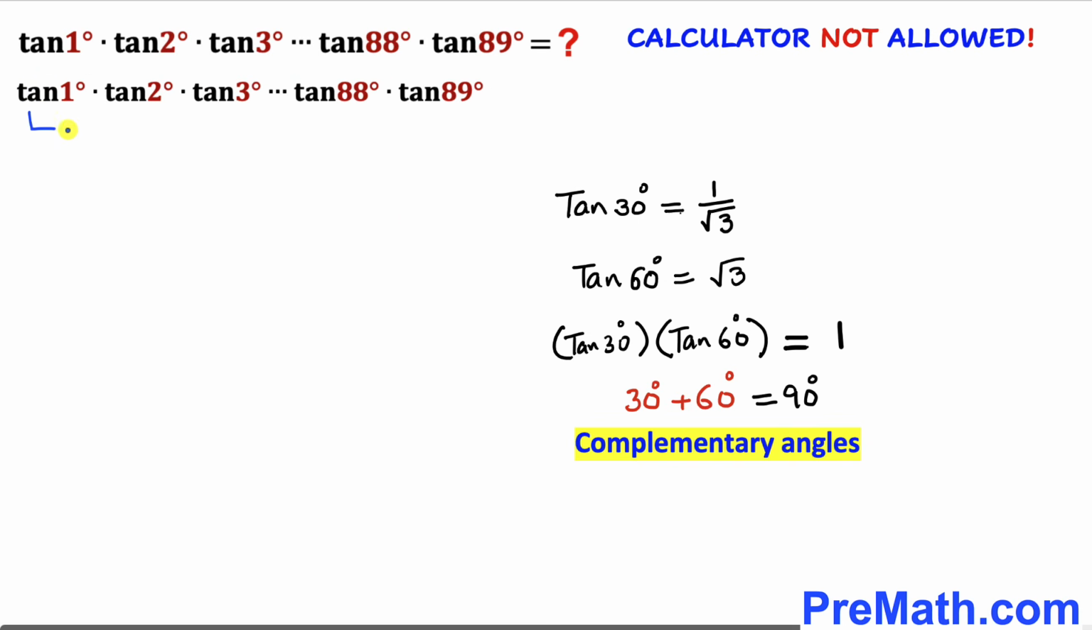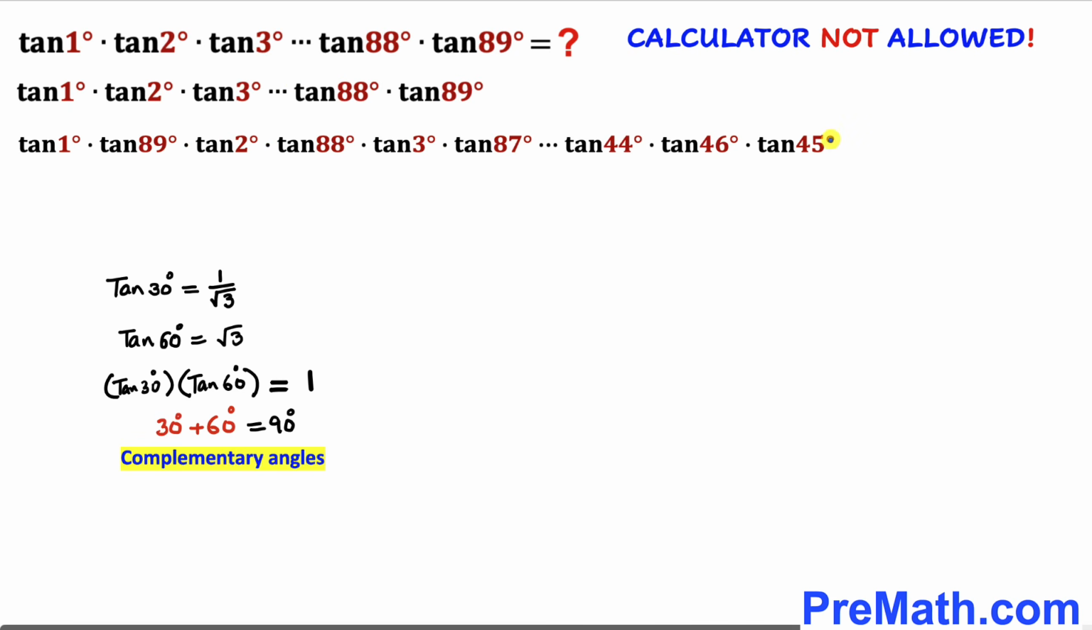Here I have copied down this expression, and now I'm going to rearrange these terms. I'm going to put tangent of 1 degree and tangent of 89 degrees together. Likewise, tangent of 2 degrees and tangent of 88 degrees, and on and on. Likewise, tangent of 3 degrees and tangent of 87 degrees, and all the way to tangent of 44 degrees and tangent of 46 degrees. Finally, we are left with the tangent of 45 degrees by itself.